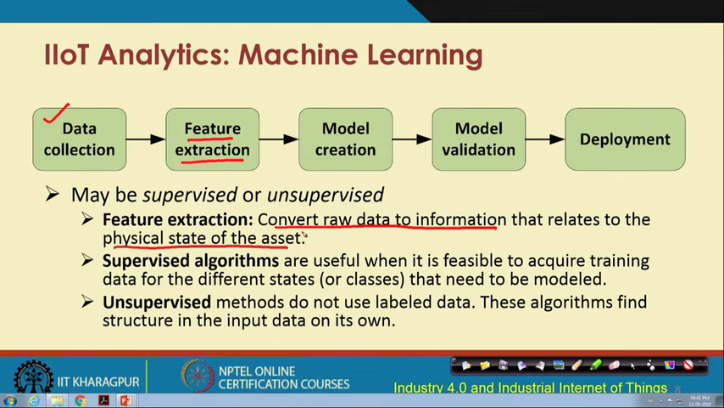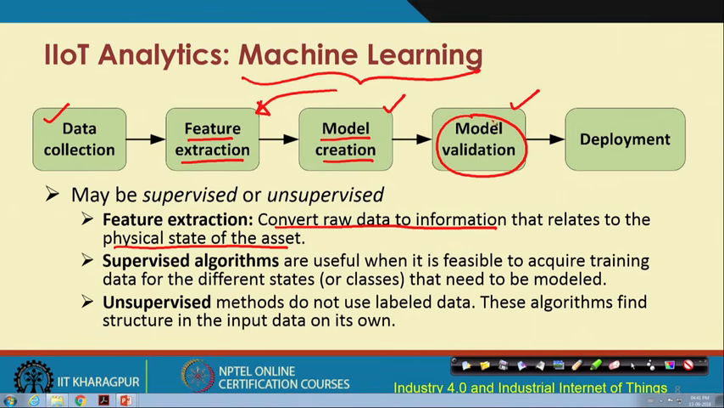So, once these features are extracted, these are the features which will have close resemblance to the actual state of these machines and their operations. So, following feature extraction, which is very important in machine learning, there is this model creation and model validation. So, models have to be created and then these models will have to be validated, and thereafter these models will have to be deployed for further use.